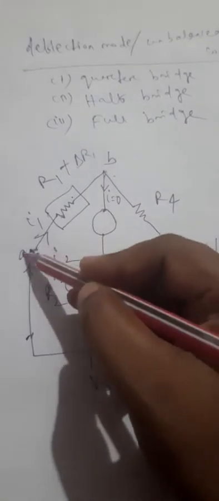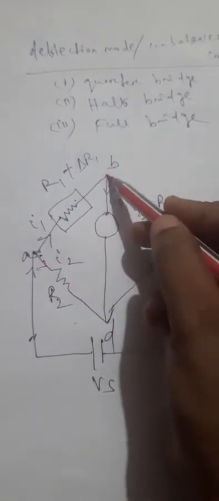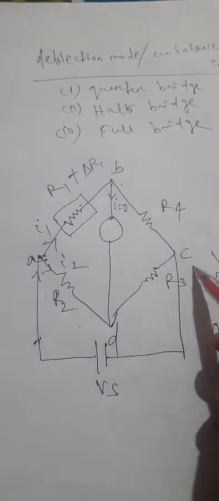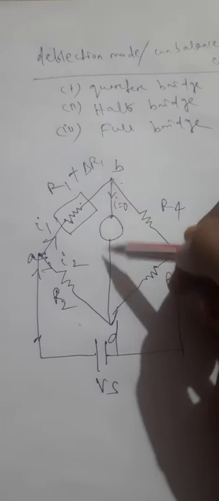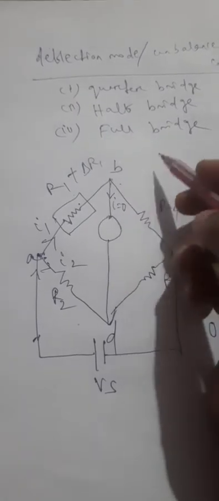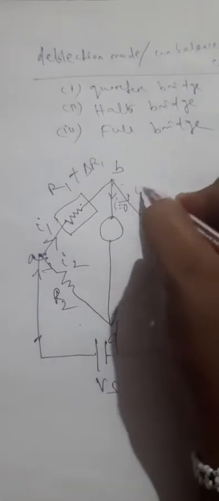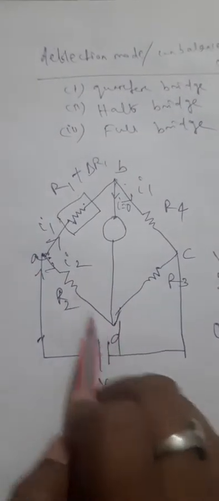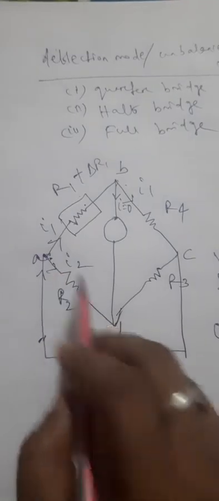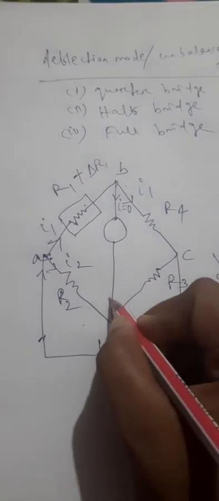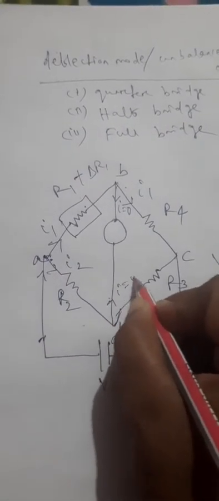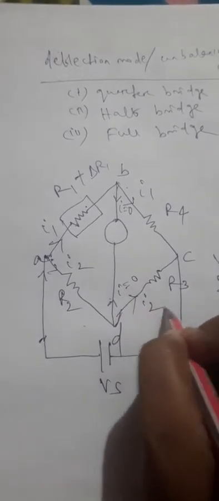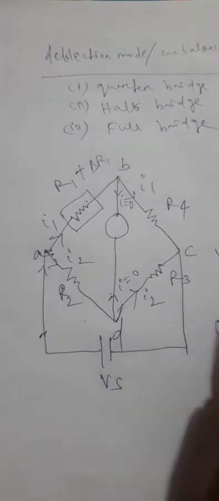Whatever current flows through AB, that current will flow through BC, because they are connected in series. AB and BC are connected in series and the galvanometer is not drawing any current, so the current flowing through BC is also I1. Similarly, AD and DC are also connected in series. Suppose I2 current is flowing through AD; since the galvanometer draws no current, I2 will also flow through DC.